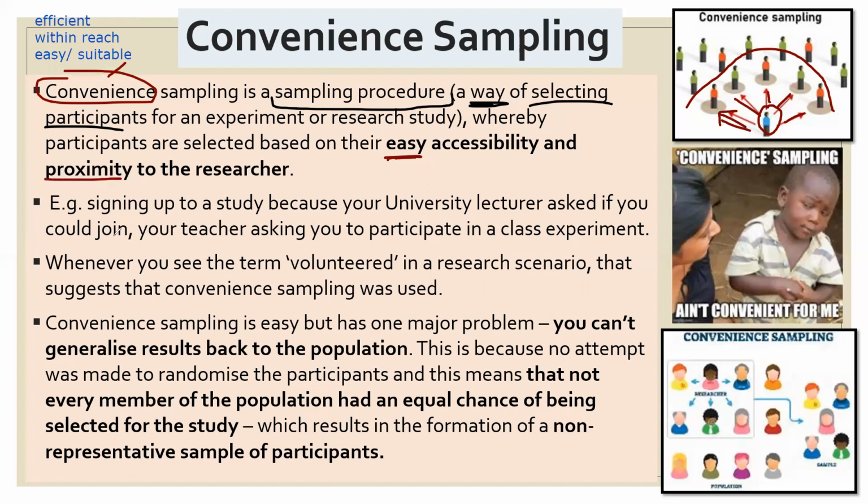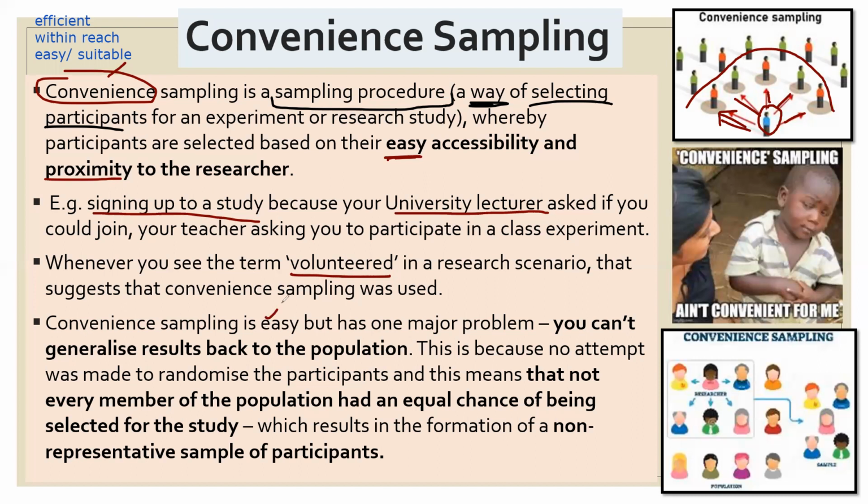Okay. Now, some examples of how this might look in a scenario is, for example, a teacher asking her students to take part in the experiment she's doing, or a university lecturer asking his students if they can sign up to a study that he's recently started to do. Okay, so anywhere where you can see that it's really easy for a person to be chosen based on their relationship to that experimenter is going to be convenient sampling. In fact, convenient sampling is the main one that we are looking at this year. Also, another clue for you to know that convenient sampling is used is whenever you see the word volunteered, it means that convenient sampling was used, okay?